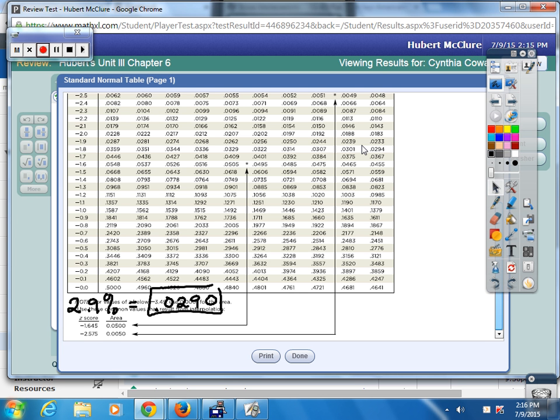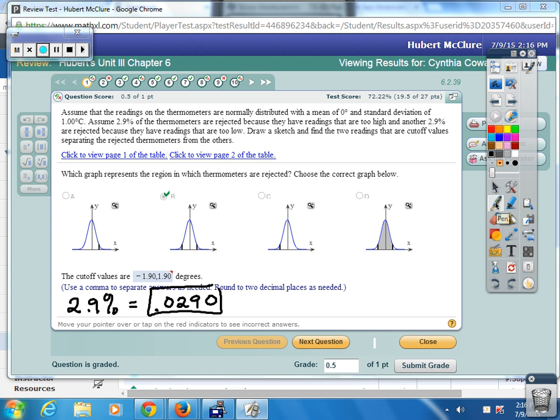And it's going to have two answers. You'll see in just a minute. So I got negative 1.90. So let me get rid of the handy dandy chart. So our z-score here is negative 1.90.